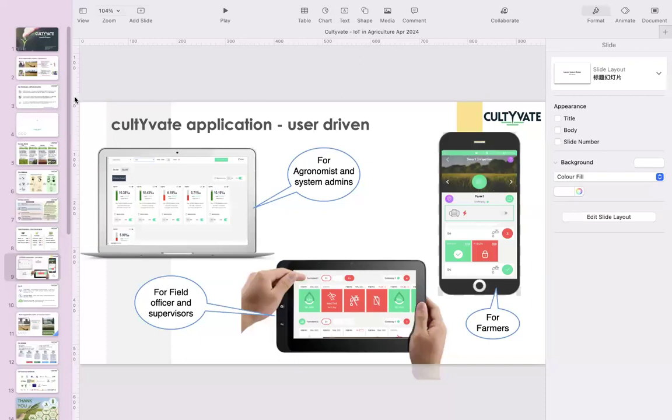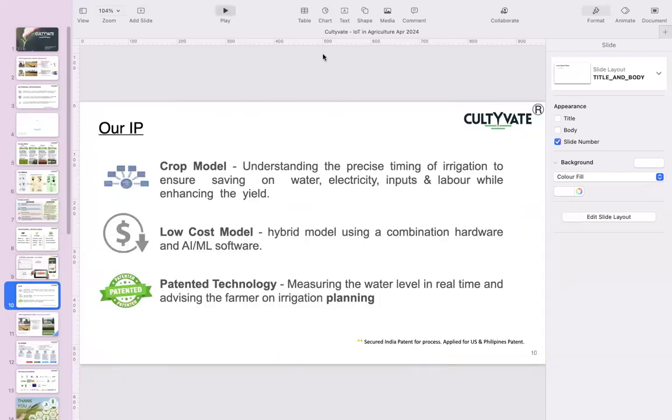So they'll be able to receive the required information and carry out the activities. And what is our specialization? For paddy, it's a patented technology where we help the farmers understand. We have got the patent for India, and we also applied for a patent in the US and Philippines. And it's a low cost model.